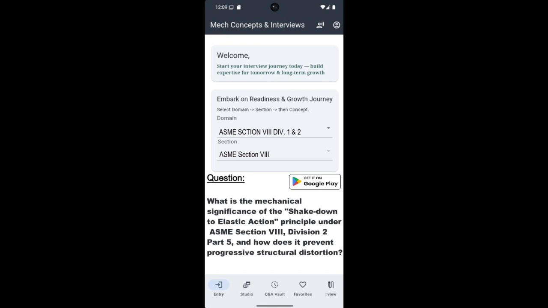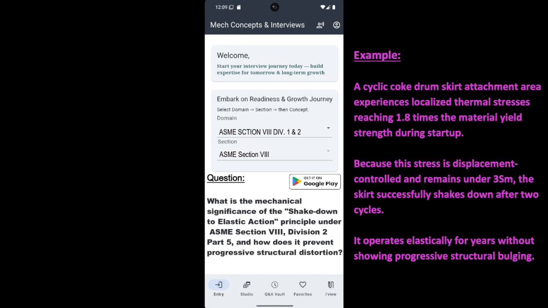Demand a real-world field application where we absolutely rely on this controlled yielding for long-term viability. Give me an example. A prime application is the attachment weld of a cyclic coke drum skirt. Coke drums undergo violent thermal cycling, filling with boiling hydrocarbons, and then being quenched with water every single day. Those are brutal thermal gradients. Very brutal. During the startup sequence, the junction where the support skirt is welded to the hot vessel shell experiences intense localized thermal gradients. The stresses here routinely reach 1.8 times the material's yield strength. Almost double the yield point.